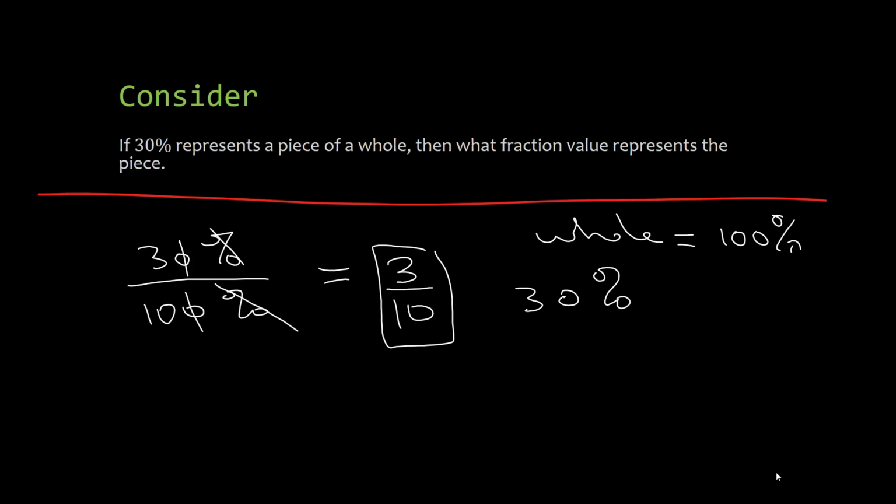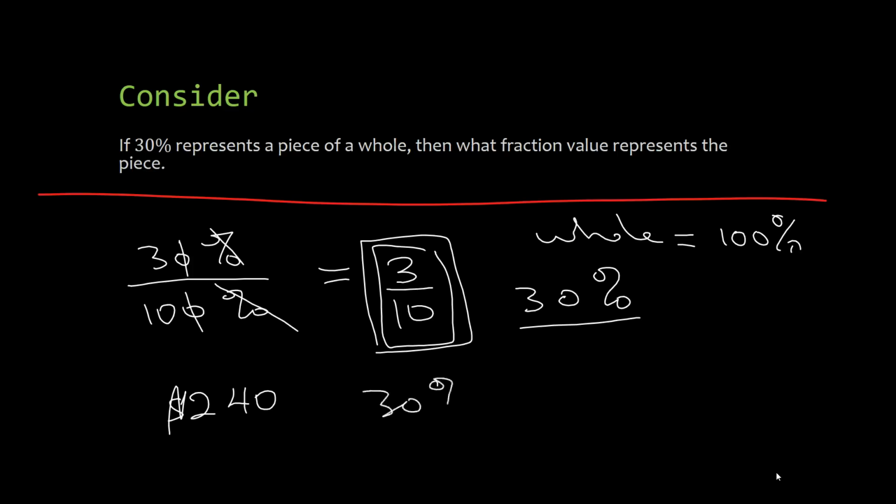Now I want you to start understanding that what you're really doing when you're using a percentage or a fraction or even a decimal is you're trying to find a piece of some complete value. So let's say, for example, I have $240 and I want to give you 30% of that money as some kind of gesture of good faith. I would say take that 30%, divide by the 100.